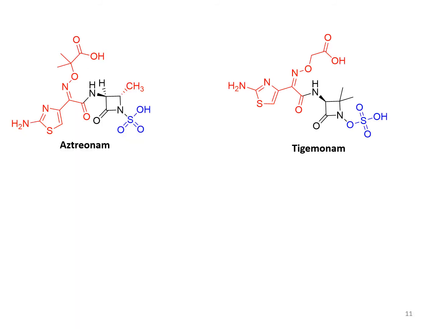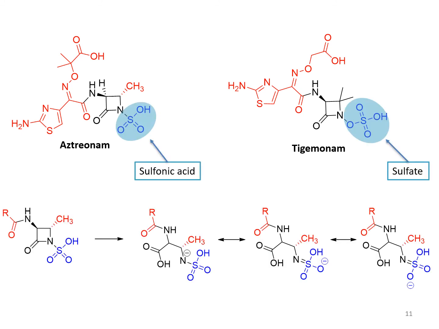Aztreonam and other monobactams, such as tigemonam, have shown that a fused ring with the beta-lactam is not essential for activity. The strain added by the fused ring in penicillins, cephalosporins, and carbapenems that results in increasing the reactivity of the beta-lactam towards the transpeptidases is compensated for by the stabilizing effect of the electron-withdrawing sulfonic acid and sulfonated groups attached to the amide's nitrogen.